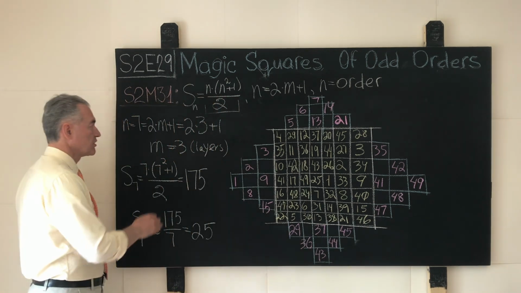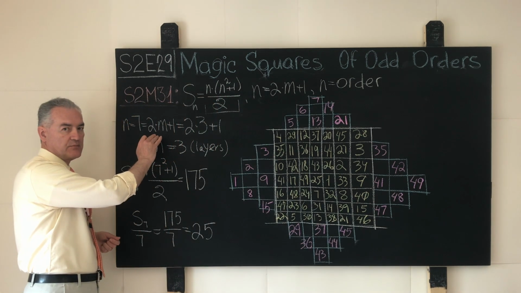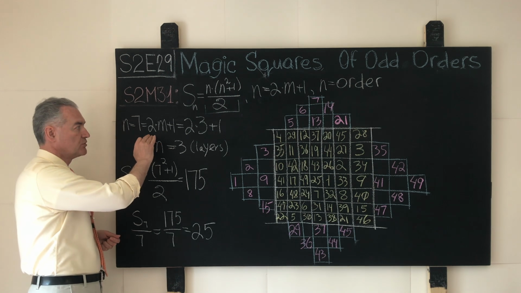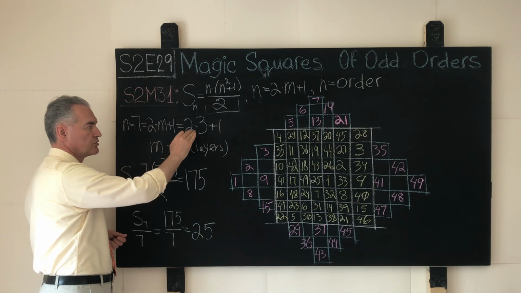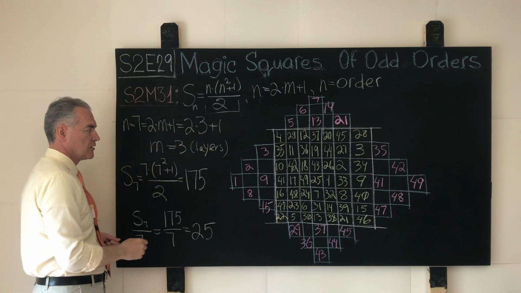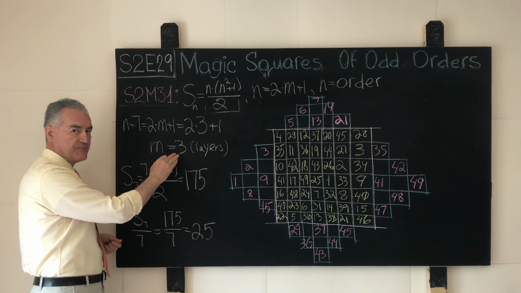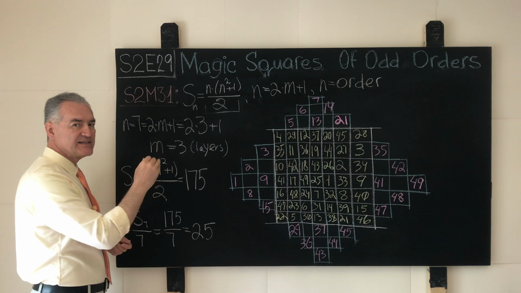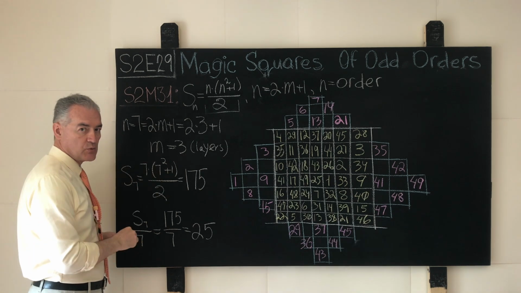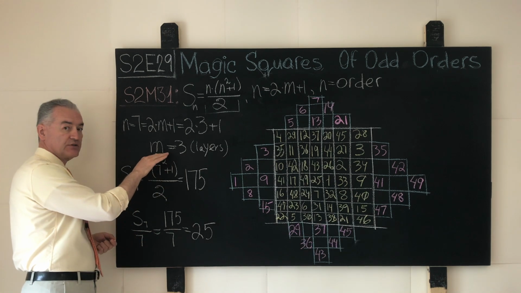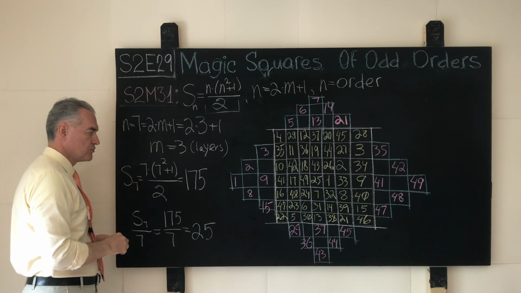7, as an odd number according to the division algorithm theorem, can be represented which way? 2 times m plus 1, or 2 times 3 plus 1. M in this case is 3. We know that in the second step of the Bachet algorithm, we will have how many layers in our pyramids? We'll have 3 layers, m is equal to 3.